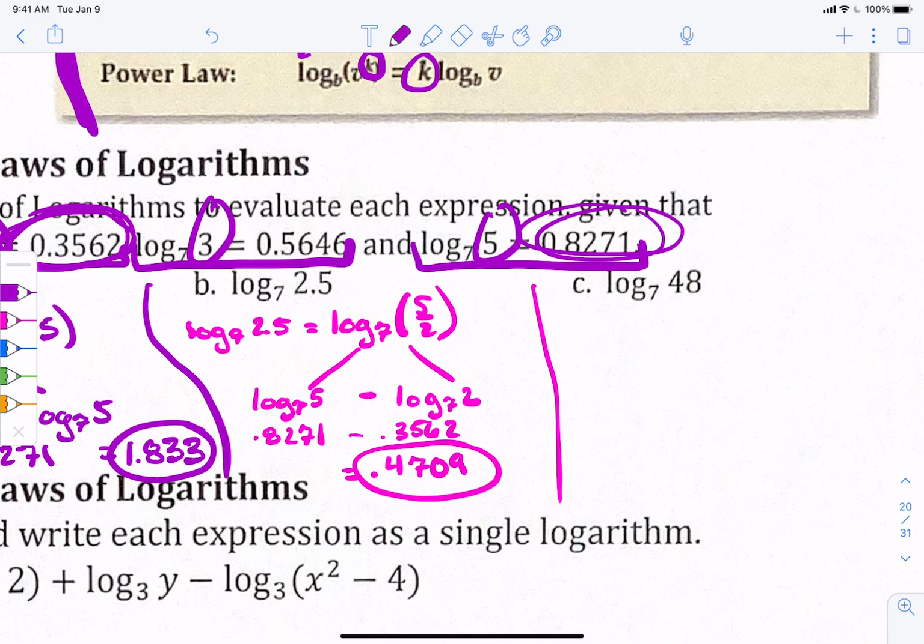Okay, now's the tricky one. Log base 7 of 48. How can I make 48? I'm going to have to multiply things together, right? Well, what can you multiply together to get 48? What I did is I took log base 7 of 5 times itself 4 times, and then I subtracted the 2. Okay, so you took log base 7 of 5 times itself, or 5 to the 4th power.